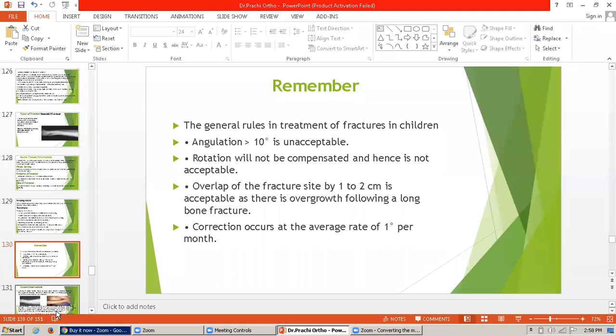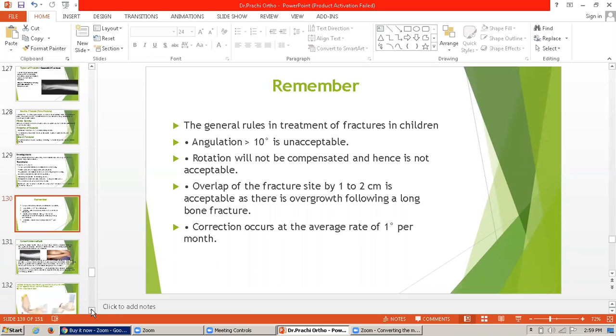Remember that the general rules in treatment of fracture in children are that angulation when more than 10% is unacceptable. Rotation will not be compensated and hence is not acceptable. Overlap of the fracture site by 1 to 2 centimeters is acceptable as there is overgrowth following a long bone fracture, and correction occurs at the average rate of 1% in a month.